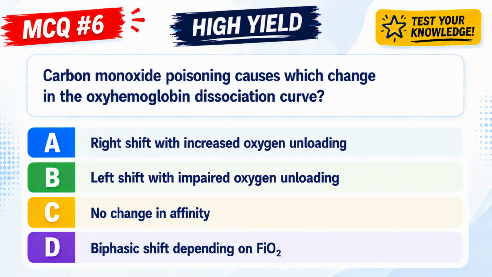Carbon monoxide poisoning causes which change in the oxyhemoglobin dissociation curve? A. Right shift with increased oxygen unloading. B. Left shift with impaired oxygen unloading. C. No change in affinity. D. Biphasic shift depending on FiO2.